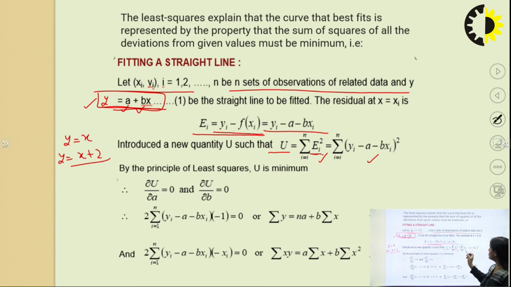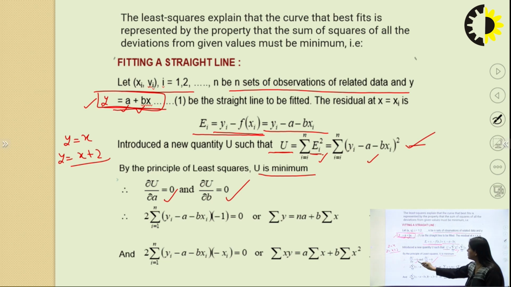Now, as the method is the method of least squares, by the principle of least squares, least means minimum, and for maxima and minima, we always differentiate the given value. Here, the given value is U. So we will differentiate U with respect to a and b, because here we want to find the values of a and b. If U is minimum, then del U by del a is equal to 0, and we write del U by del b is equal to 0. It means we are differentiating this equation first with respect to a and then with respect to b, and equating each to 0.